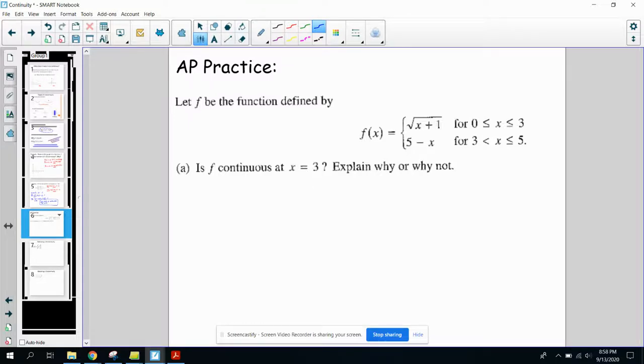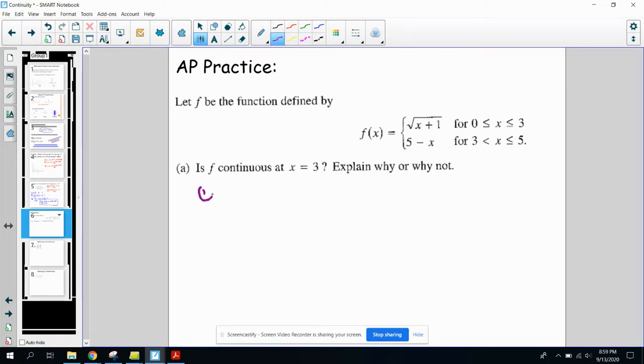So we're going to look at an AP question, an actual AP question that's asking about continuity. Let f be the function defined by this piecewise function. Is f continuous at x equals 3? Explain why or why not. Again, remember the idea that we have to prove that those three conditions are true in order for this to be continuous. So the first thing that we're going to do is check.